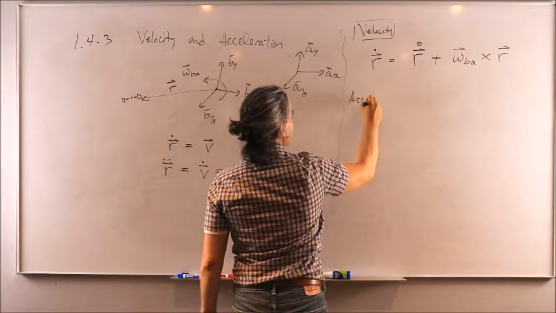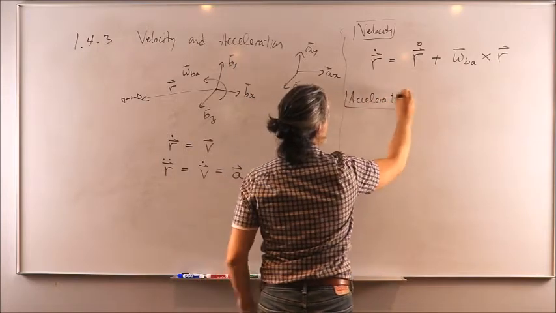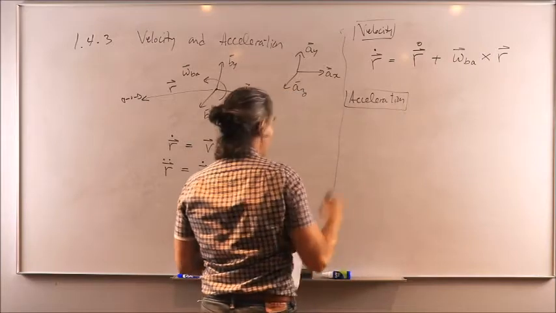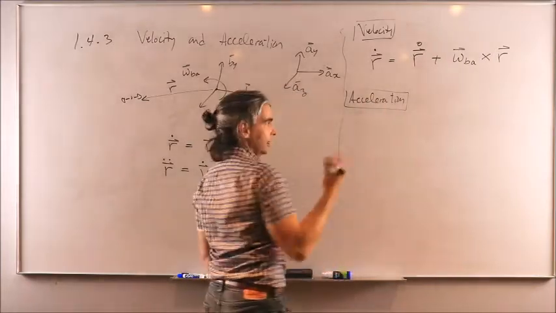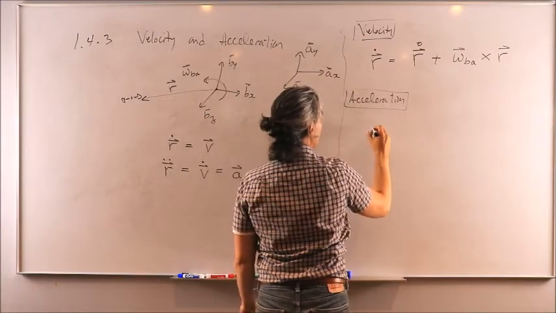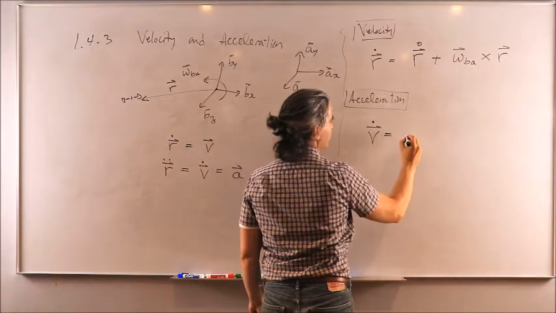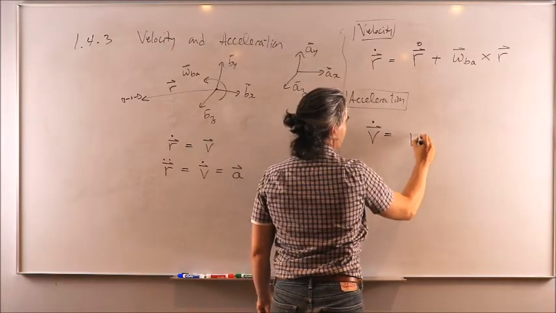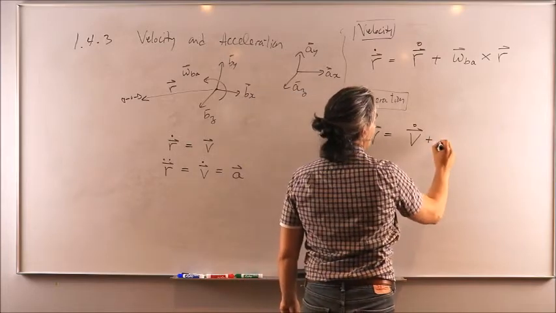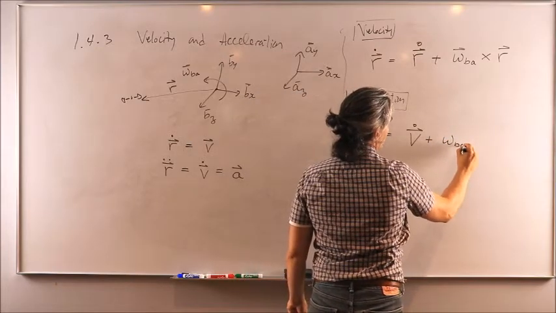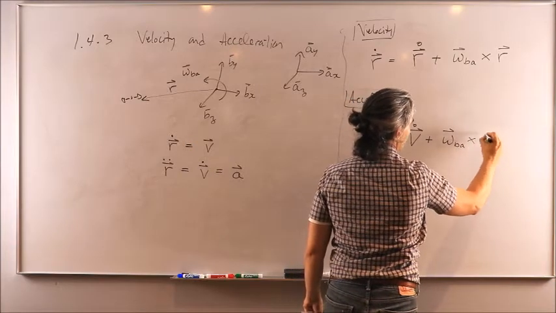That was easy. Now let's have a look at the acceleration from a kinematics point of view. Well, we can also apply the transport theorem to any vector. So let's apply it to the velocity vector. So we have the inertial derivative of the velocity vector equal to the non-inertial derivative of our velocity vector plus omega BA cross product with our velocity vector.